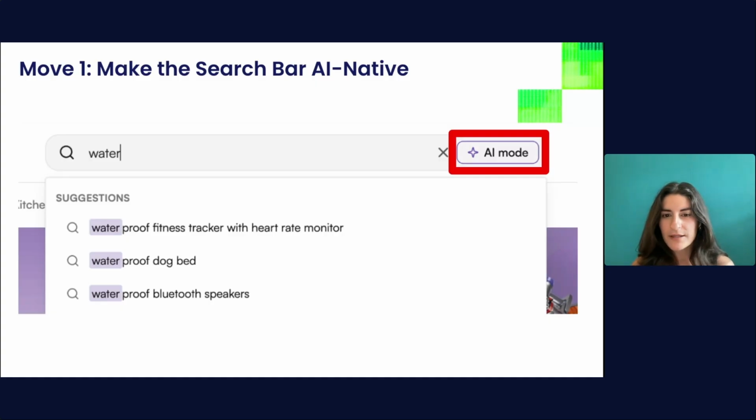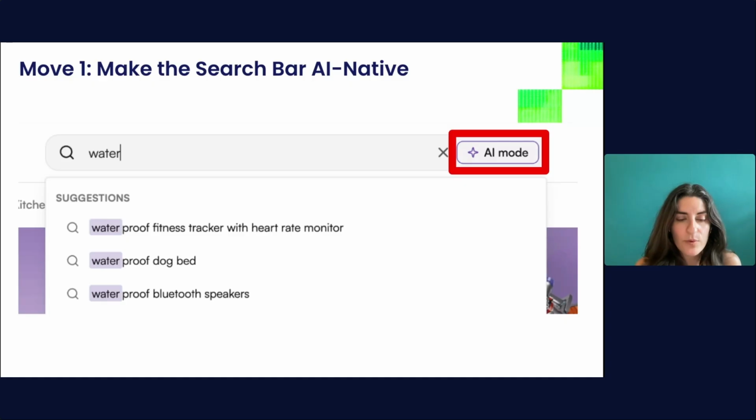And you might already know this pattern. It's the same move that Google's made. So there's nothing new to learn. Back to my jacket. The old way, I type waterproof jacket, I get a wall of 200 results and I start scrolling. With AI mode, I can just ask, right there in the bar I already trust.